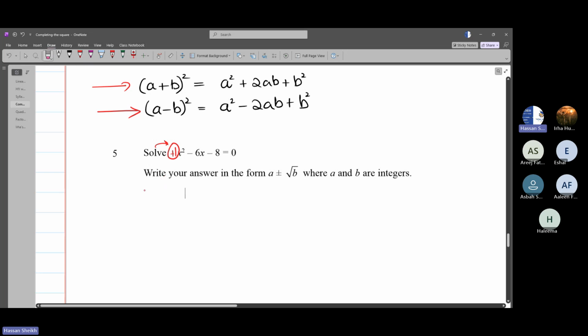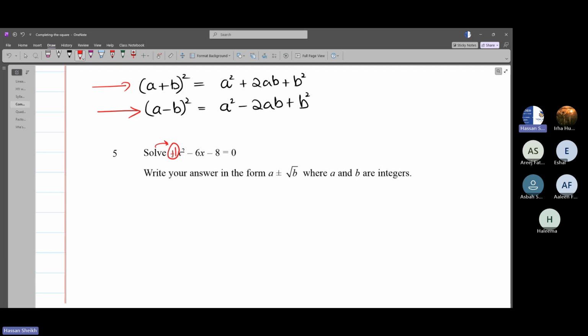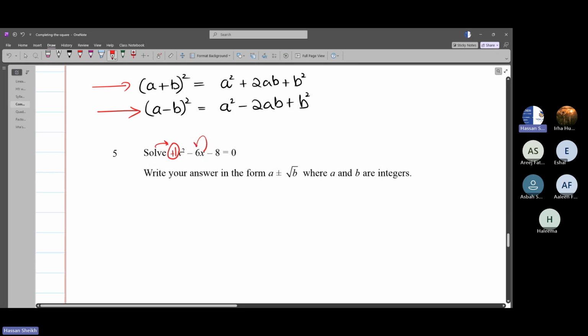We'll solve question number 6 for that. But right now just focus that the coefficient of x square is positive 1. So now we need to apply the formula. Which formula to apply? The answer depends on the coefficient of x. Do you agree that the coefficient of x is negative 6? Yes. Because of the negative, we use the second formula.